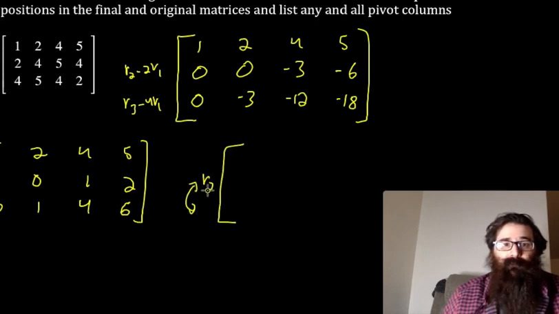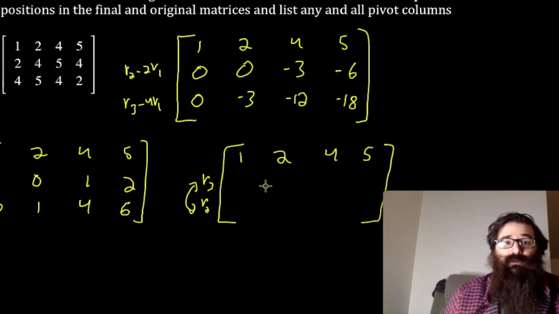So I'm going to put row 3 in row 2's position, row 2 in row 3's position. I'm going to leave row 1 where it is. So I'm just rewriting that. But then my new row 2 is going to be this 0, 1, 4, 6. And my new row 3 is going to be the 0, 0, 1, 2.